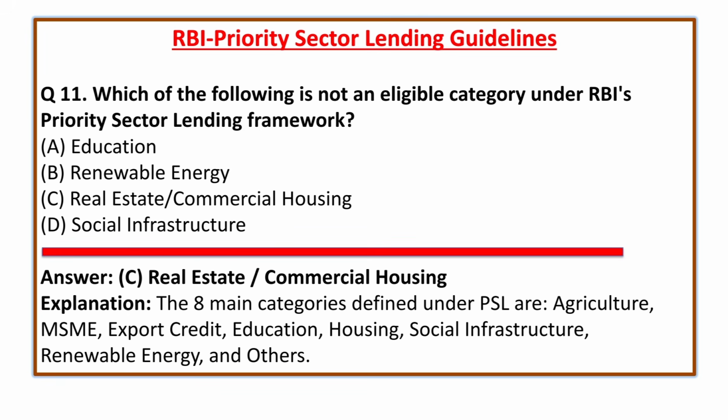Question 11. Which of the following is not an eligible category under RBI's priority sector lending framework? A. Education. B. Renewable energy. C. Real estate/commercial housing. D. Social infrastructure. Answer. C. Real estate/commercial housing. Explanation. The 8 main categories defined under PSL are agriculture, MSME, export credit, education, housing, social infrastructure, renewable energy, and others.